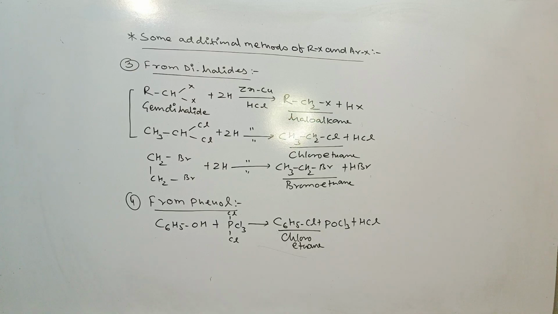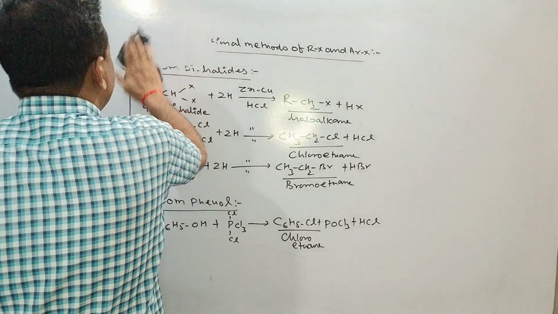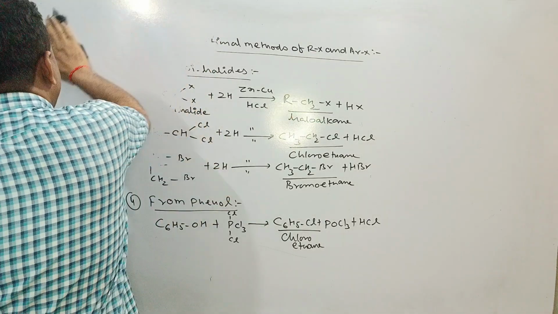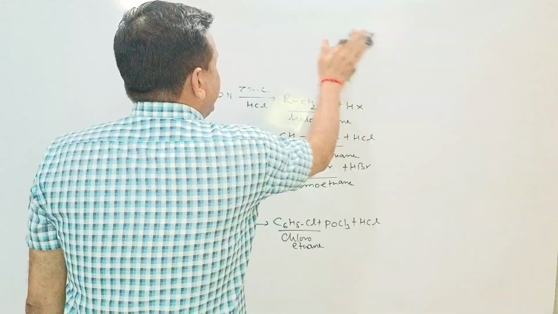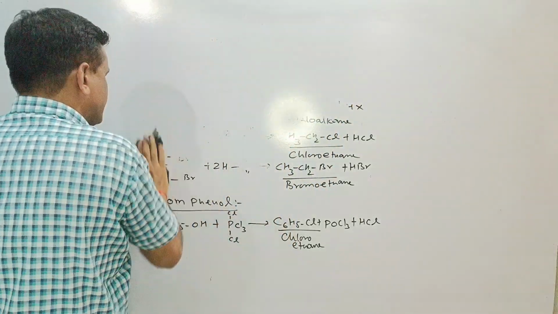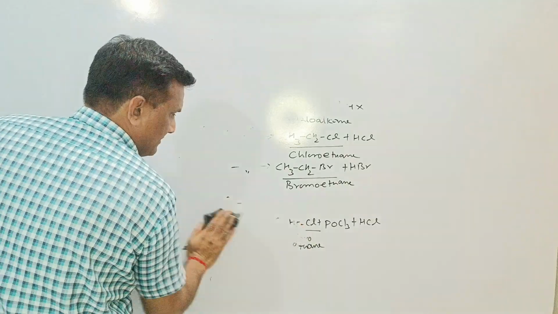Now it's time to discuss the nature of the C-X bond in haloalkane and haloarene both. We'll take them separately because it's too important.